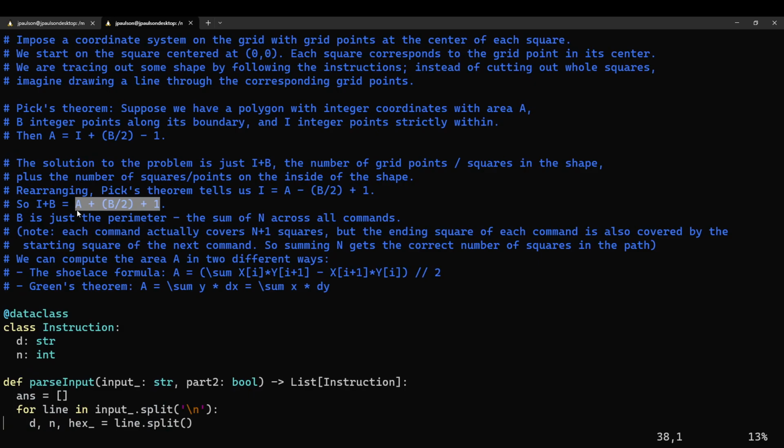Which is something that I did not know when I was trying to solve it. And so that was part of my confusion, because it turns out it's easier to find the area than it is to find this thing.